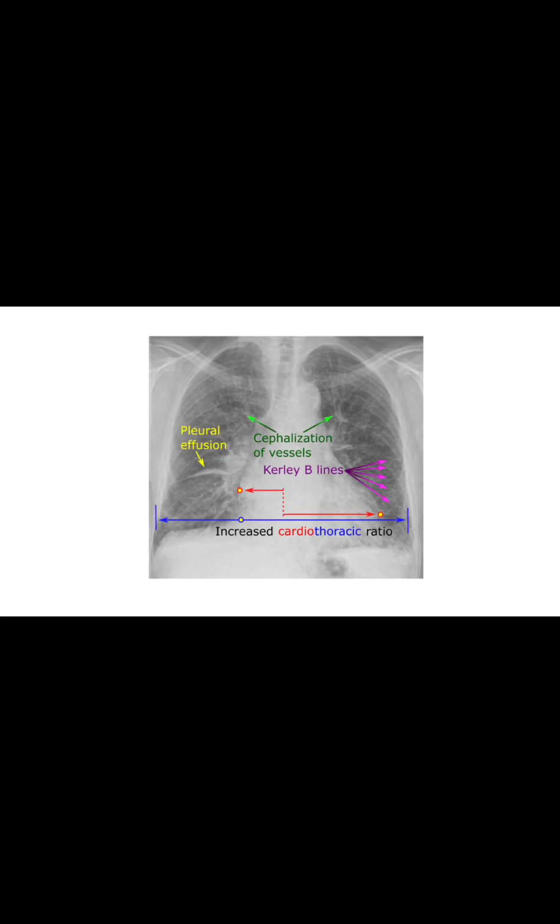So this is the X-ray. This has been a previous question. What do you see in case of pulmonary edema? There can be pleural effusion. There can be increased cardiothoracic ratio because of cardiomegaly.